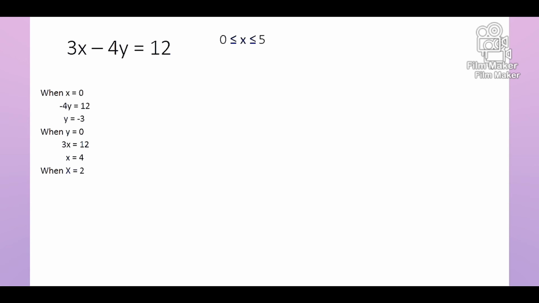Okay, now when x is 2, what will happen to y? When x equals 2, we just substitute the values into the above equation, and we get this answer: 6 minus 12 equals 4y, and we just isolate y here, minus 6 divided by 4. We can keep it as a mixed fraction because it's an improper one. So minus 1 and 1 over 2. So this is the answer for y.